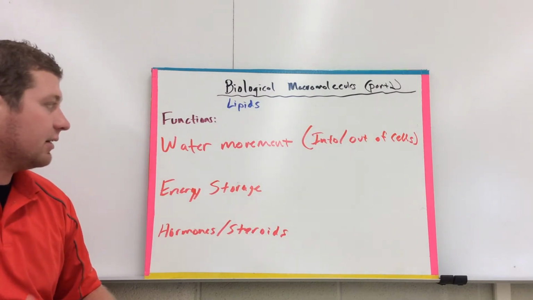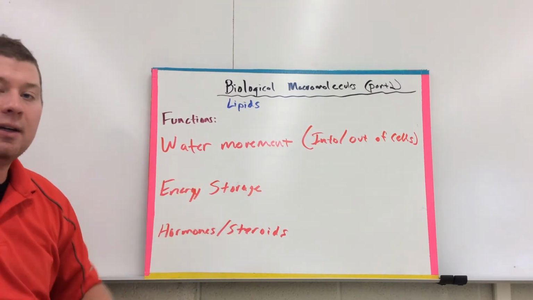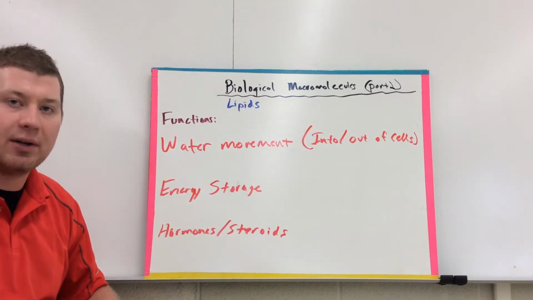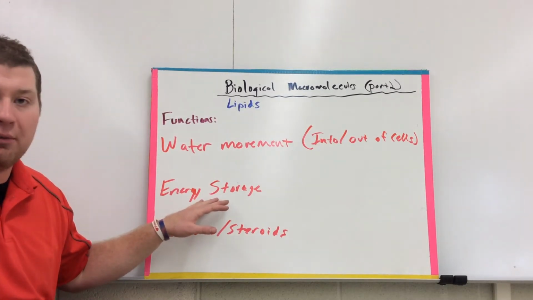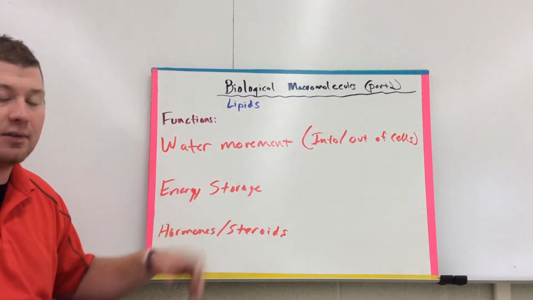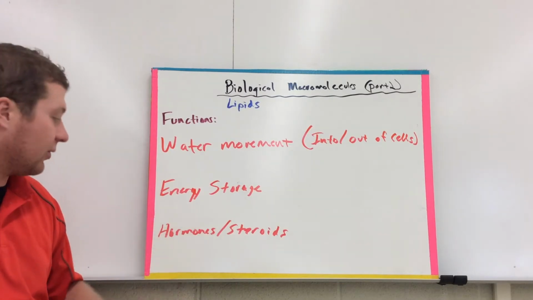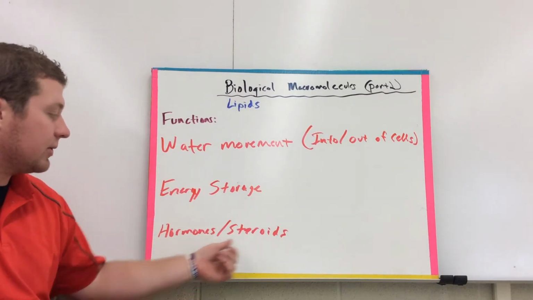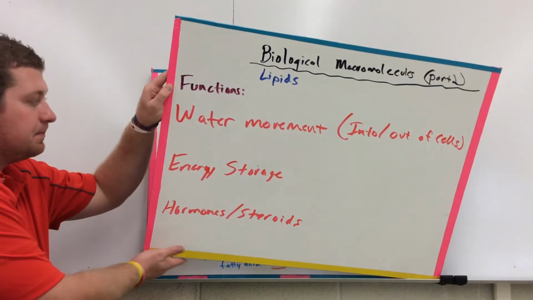Our cells use lipids quite a bit for water movement. They help the water to go into and out of the cell. Lipids and fats are good for energy storage in bodies. So think like animals: the more fat they have, the more energy they have stored. And then hormones and steroids also fall into this category as well.